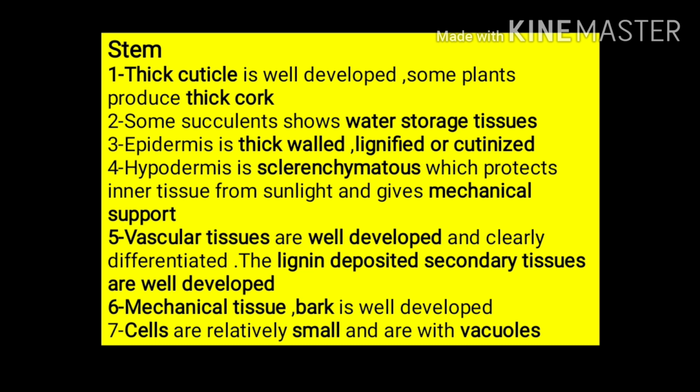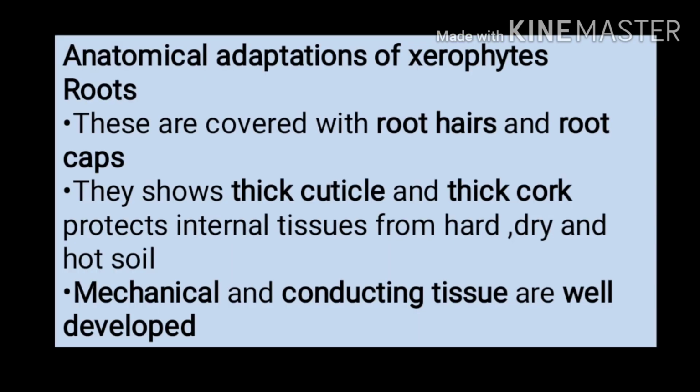The vascular tissues are well developed and differentiated, with lignin deposited. The secondary tissues are also well developed. Mechanical tissue and bark are well developed. Cells are relatively small and have vacuoles.